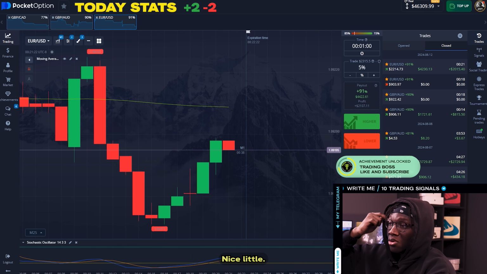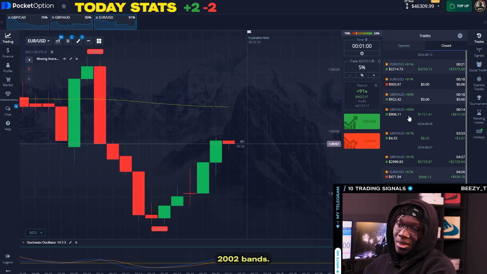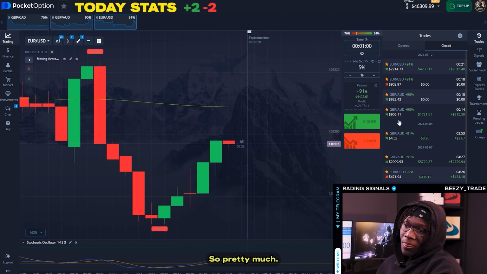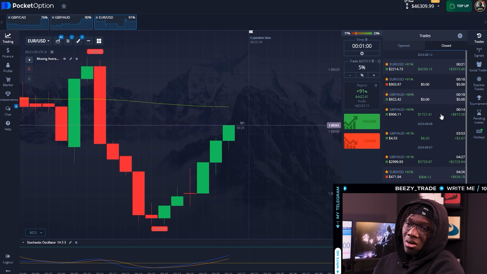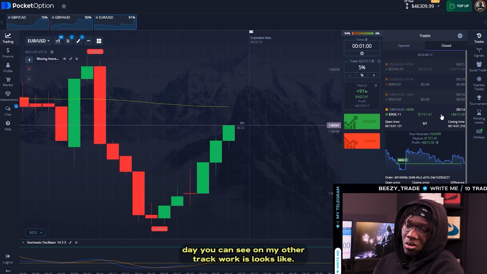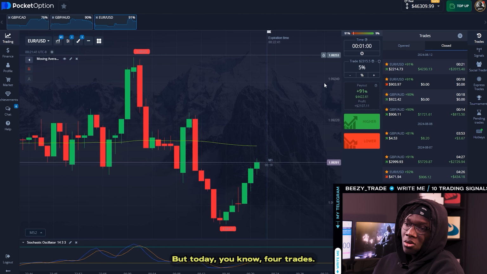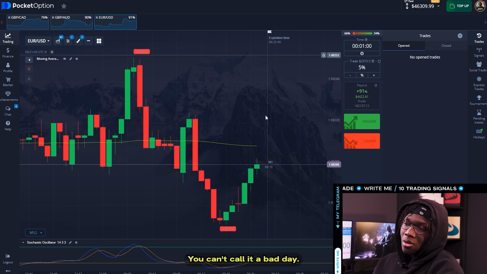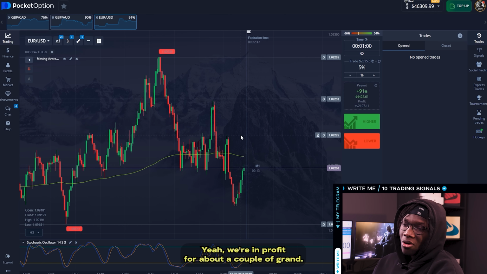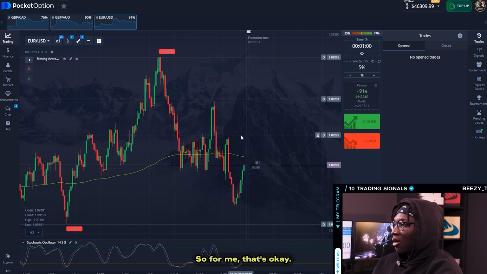Nice little 2,000, 2 bands. So pretty much a little bit of profit for today. Wouldn't say that it was the best day. You can see what my other track records look like, but today, 4 trades, you go 2 for 2. You can't call it a bad day. Yeah, we're in profit for about a couple of grand. So for me, that's okay. I'm taking it or leave it.